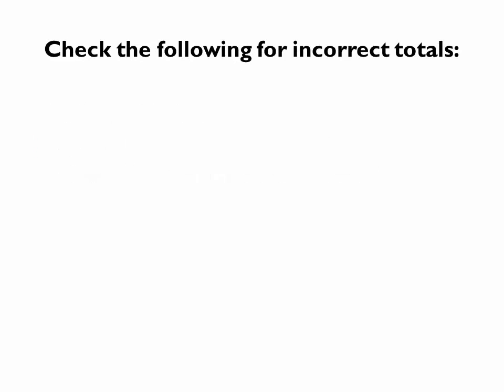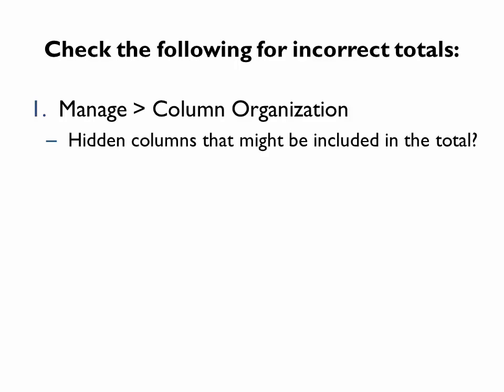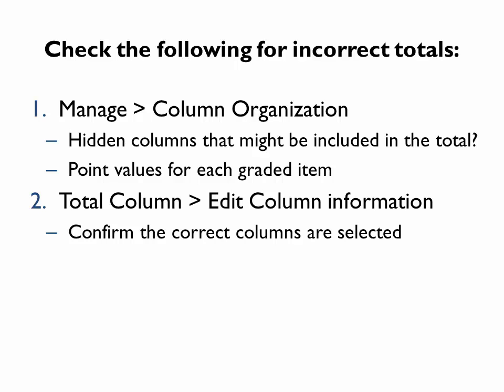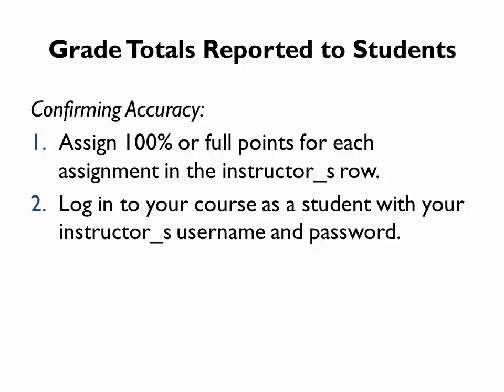If the total is not what you expected, you can check the following. Confirm if any columns are hidden in the Manage Column Organization view. Check individual column point totals. This information can also be reviewed in the Manage Column Organization view, but you will need to edit the column information in the Grade Center view. Edit the column information for the totals column and confirm that all columns are correctly selected to be included in the total. The second strategy is you can log into your course as a student.